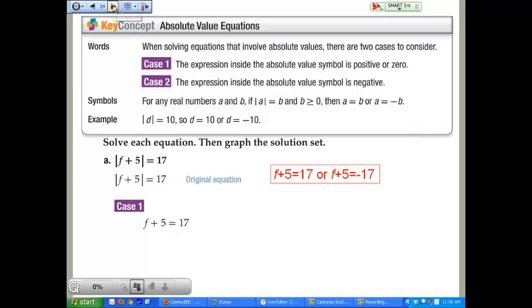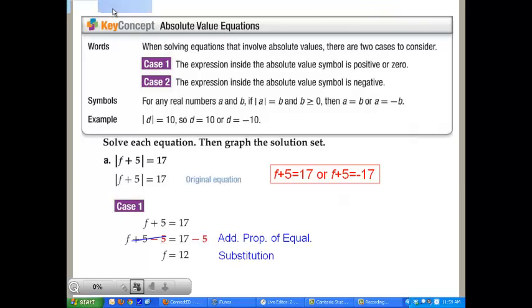Let's look at case 1 and say, if f plus 5 equals 17, we're going to use the addition property of equality. Actually, that would be the subtraction property of equality. So let's line that out, and write subtraction property of equality in your notes. Subtract 5 from both sides, then use substitution, and we know that the answer would be 12. F would equal 12.